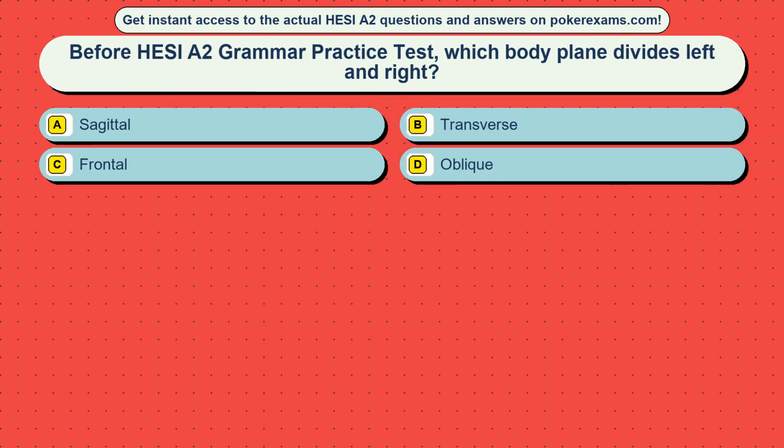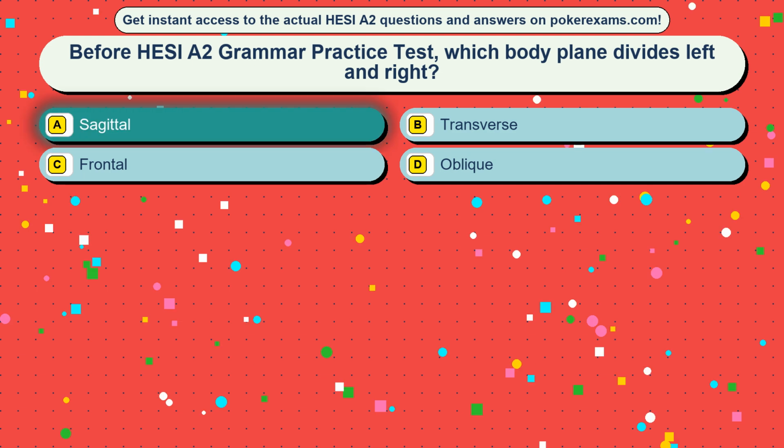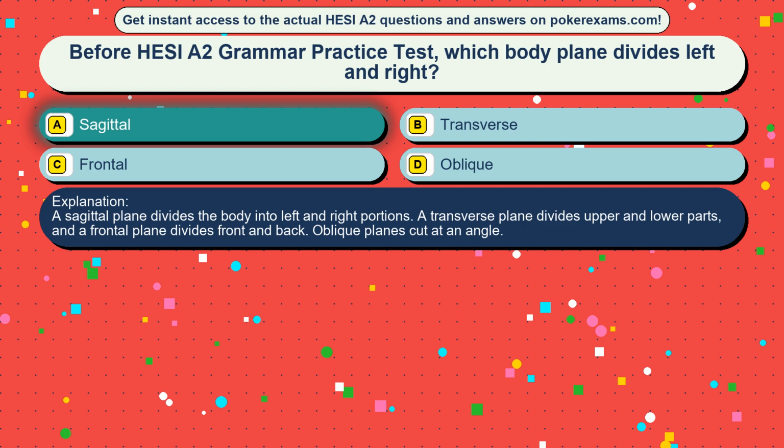Question 25. Before HESI A2 grammar practice test, which body plane divides left and right? Option A, sagittal. Option B, transverse. Option C, frontal. Option D, oblique. The correct answer is option A, sagittal. A sagittal plane divides the body into left and right portions. A transverse plane divides upper and lower parts, and a frontal plane divides front and back. Oblique planes cut at an angle.